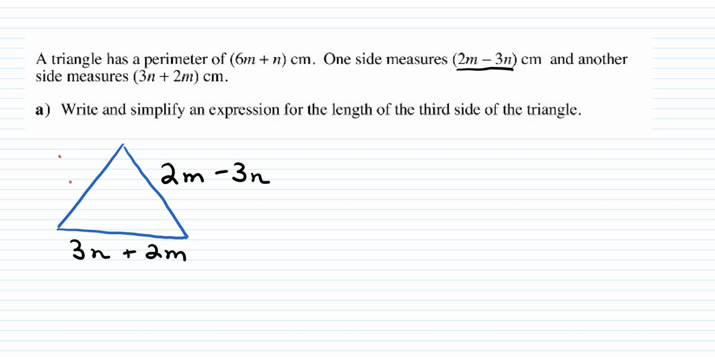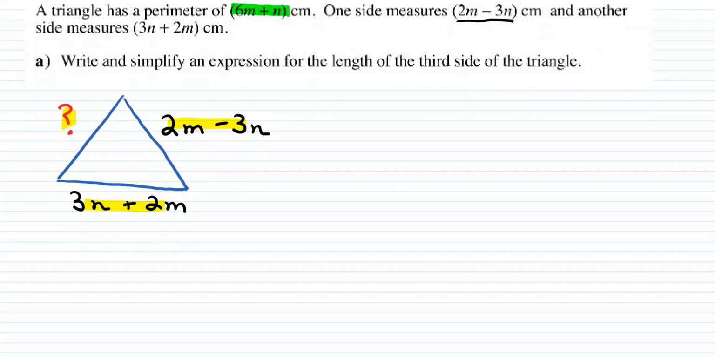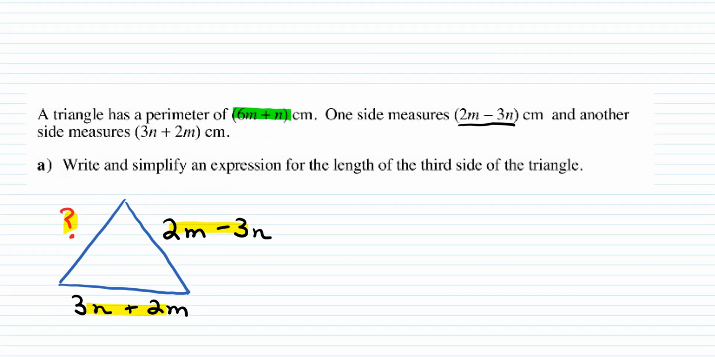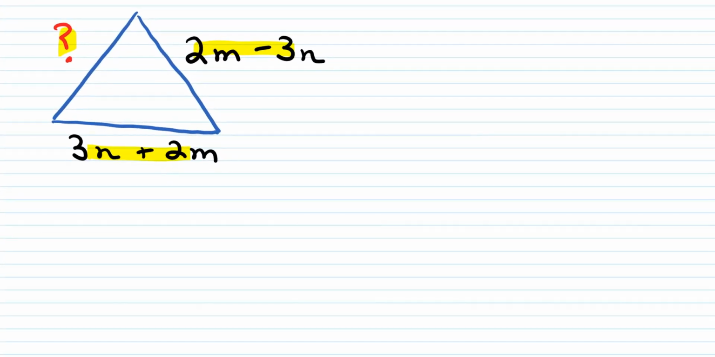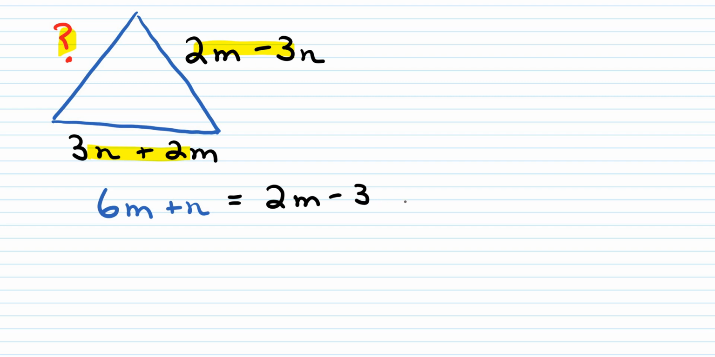And I don't know what this third side is, but when I add up all 3 sides, then we get the perimeter of 6m plus n. Okay, so let's see if we can put this idea together here. So basically, the problem tells you that the perimeter is 6m plus n, and that's really equal to all the sides added together. So there's a 2m minus 3n, and then we have the plus 3n plus 2m.